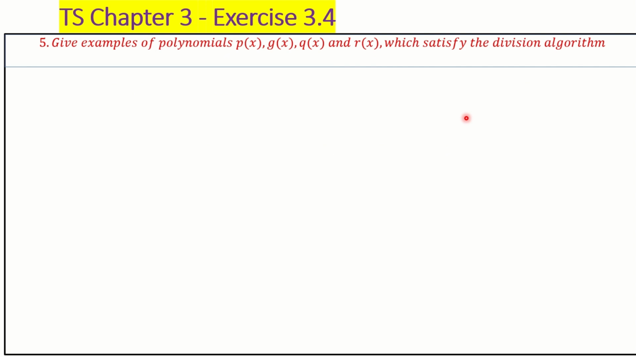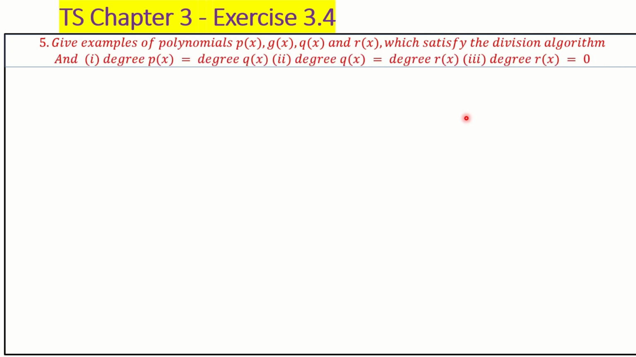Give examples of polynomials which satisfy the division algorithm. One, degree of p of x equal to degree of q of x. First one is okay. So is it possible? First thing, degree of p of x and q of x should be the same. Is it possible? Yeah, it is possible. In that case, g of x is a constant term basically.